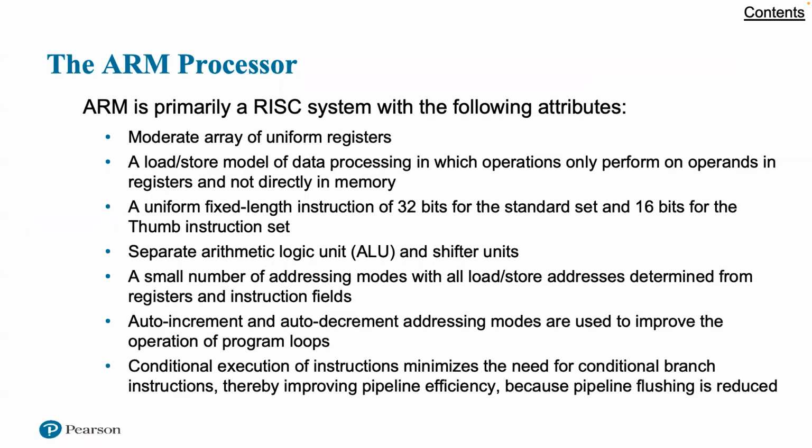ARM is primarily a RISC system with the following notable attributes. So ARM is an example of a RISC, and now let's get a little bit more specific. A moderate array of uniform registers, more than are found on some systems, but fewer than are found on many RISC systems. ARM is a RISC type of processor, but it's not as specialized as some other RISC systems. So that's the first thing, a moderate array of uniform registers.